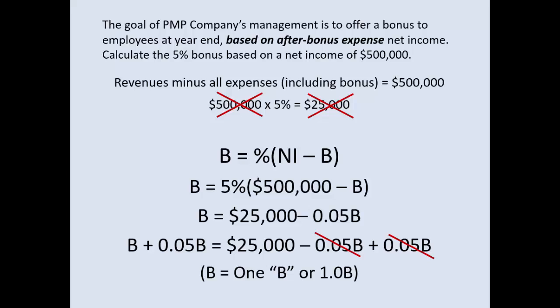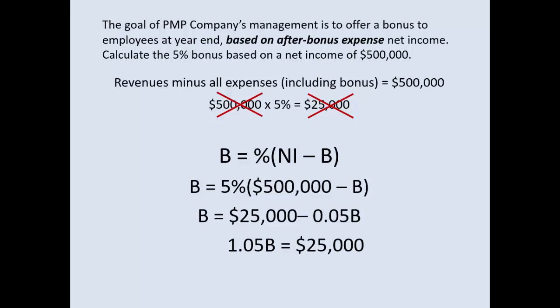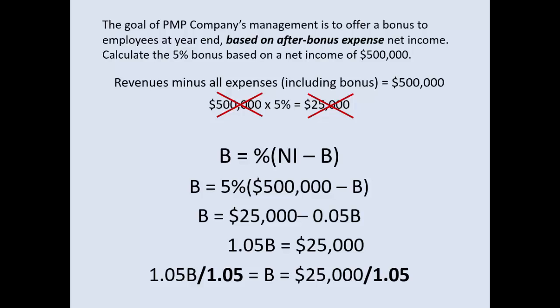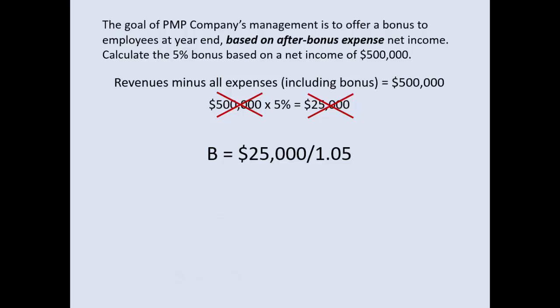Now remember, B equals 1 or 100%. So B plus 0.05B equals 1.05B, which equals the 25,000. Okay, now I still need to solve for B, so how do I isolate B? I have to get rid of that 1.05. Whatever I do on one side of the equal sign, I do on the other side of the equal sign. So B equals 25,000 divided by 1.05.